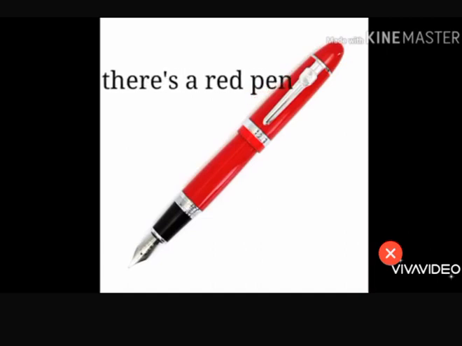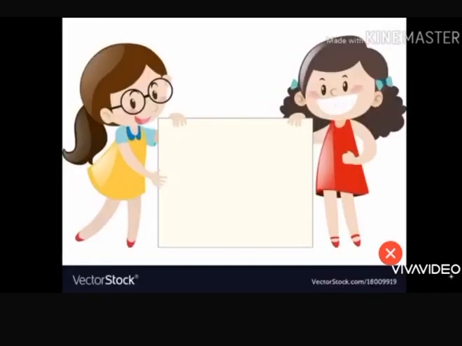Another example, there is a red pen. Here we are referring to one pen or more than one? I'm asking you, is it one pen or more than one? Excellent, it's one. So when I want to refer to one pen, I should say there is a red pen. بمعنى يوجد هناك قلم أحمر. There is a red pen.